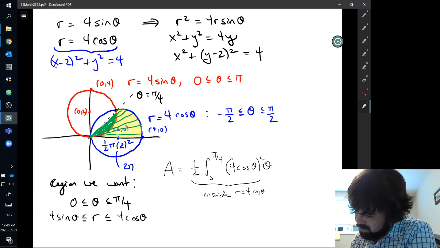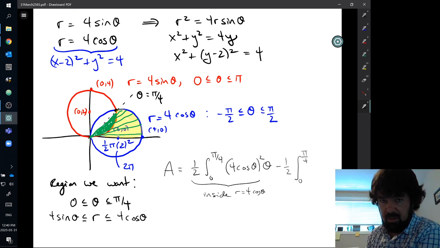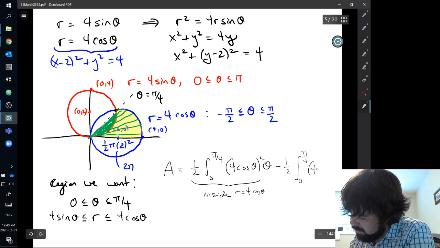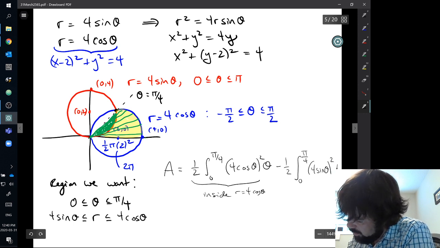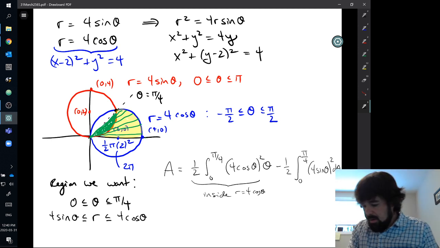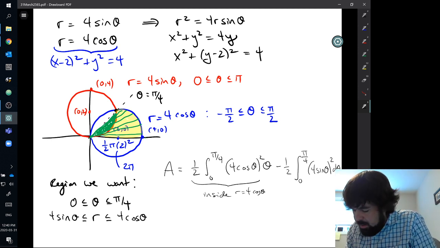And then I have to subtract off the area that is inside the red circle, right? I don't want to include that. So I subtract off the area, d theta. I subtract off that area. Okay. Now I'll leave you to actually sort that out.